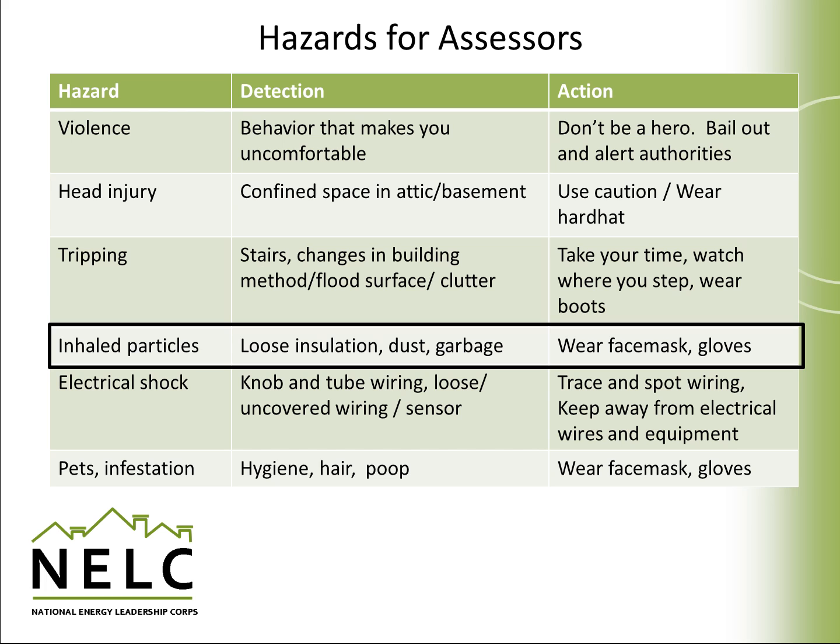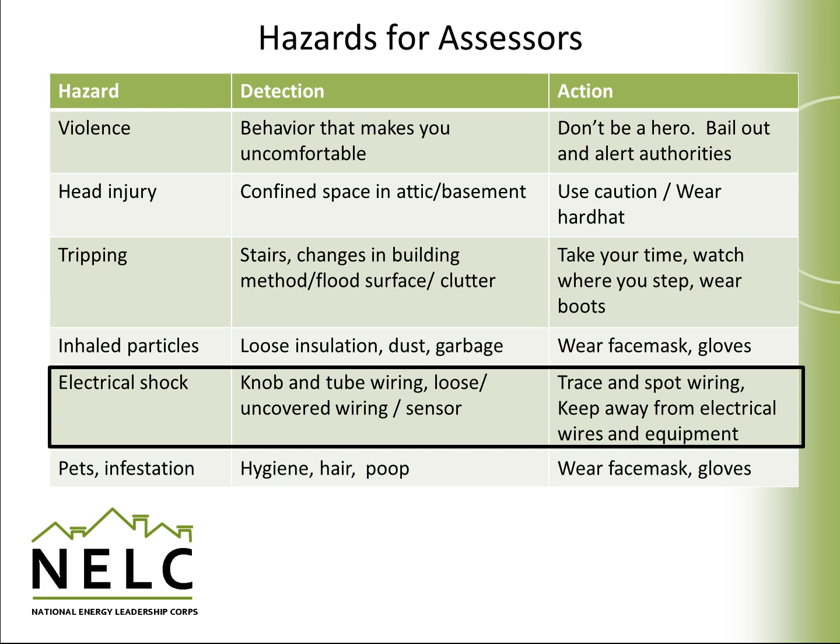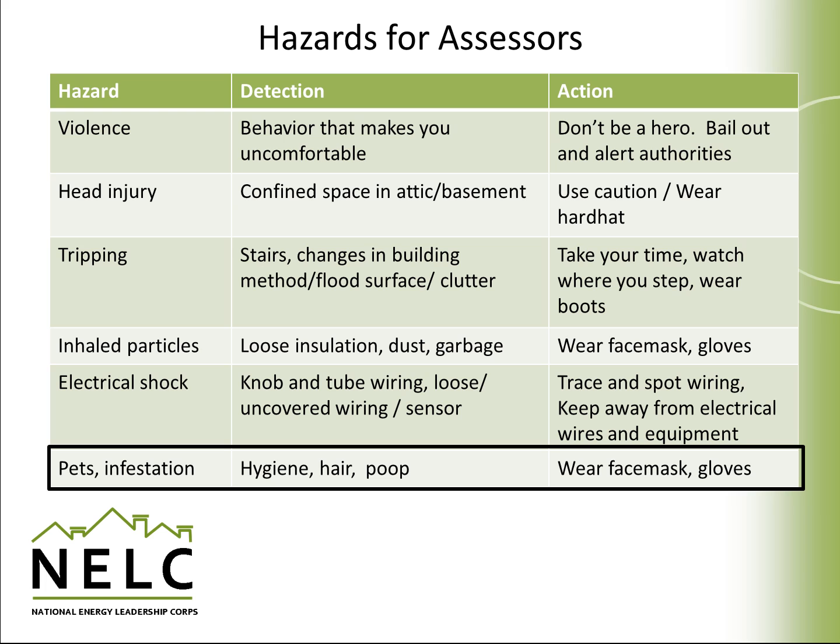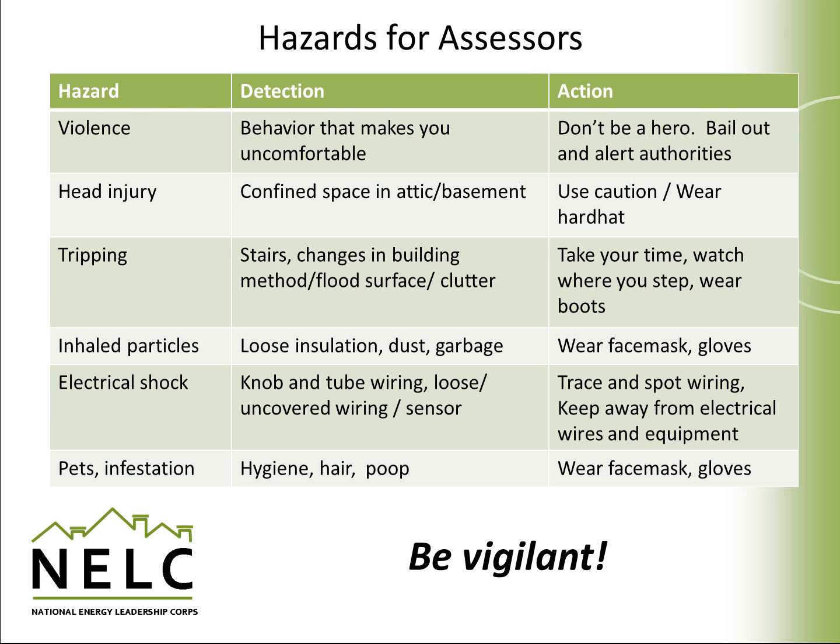We're going to talk about several types of electrical hazards, for example, knob and tube wiring, and it'll be important to trace the location of these, stay away from them, and make sure that we call attention to these electrical problems to a homeowner. Pets and infestation are also possible. For example, cats and mice might be making their home in a crawl space. These could present some hygienic risks, and again, a face mask and gloves will be handy to have, and make up some of the safety gear that we will be suggesting you take with you during an NELC home energy assessment. Overall, it's most important to be vigilant. You need to look out for yourself, and if you take care of yourself, you'll be in a better position to look out for others.